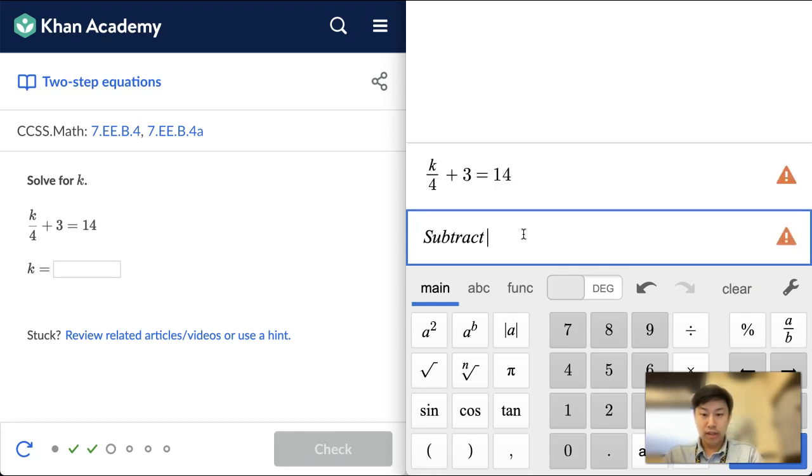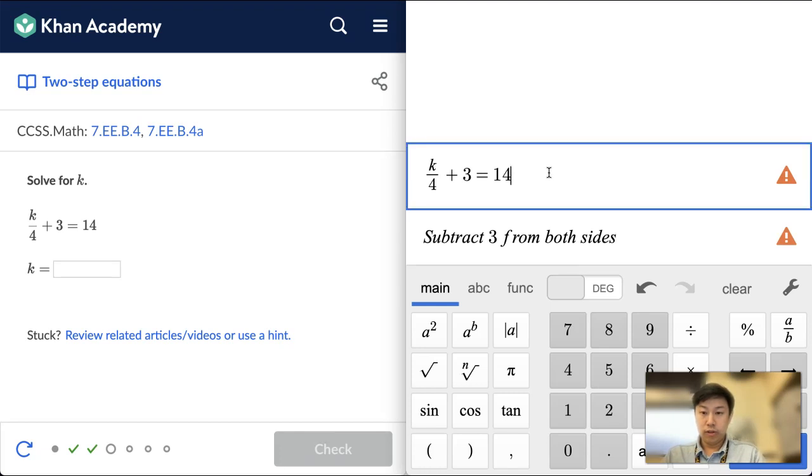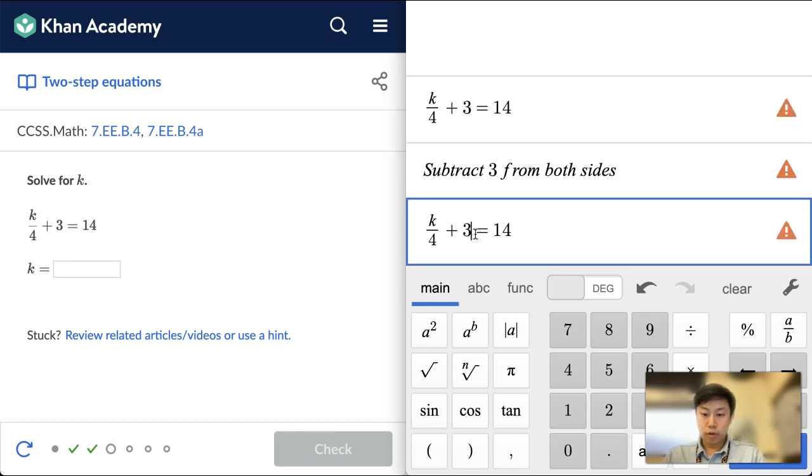I'm going to subtract 3 from both sides. So it'll look like this. Subtract 3 from this side, keep it balanced, subtract 3 from this side. Both sides of the equation, okay? Whole point of that is 3 minus 3 goes to 0. So we're just left with the k over 4. And then 14 minus 3 updates to 11. Boom. Okay? So there's your first step.